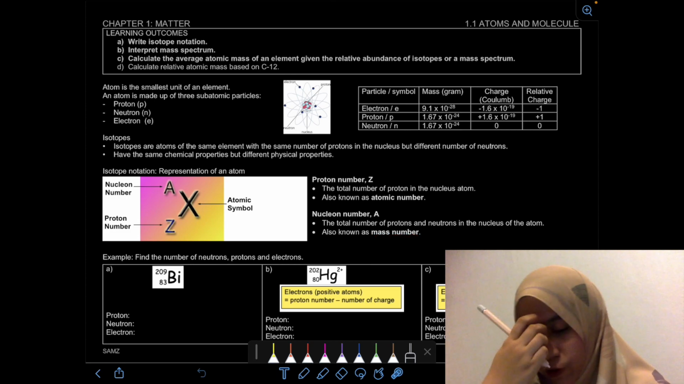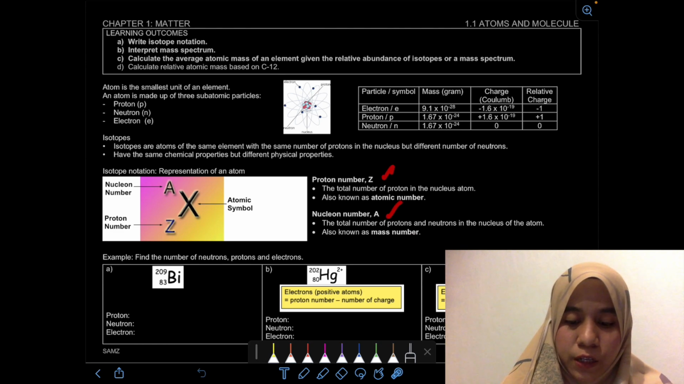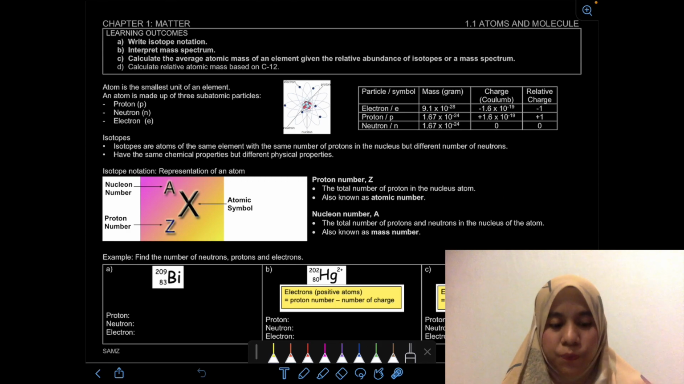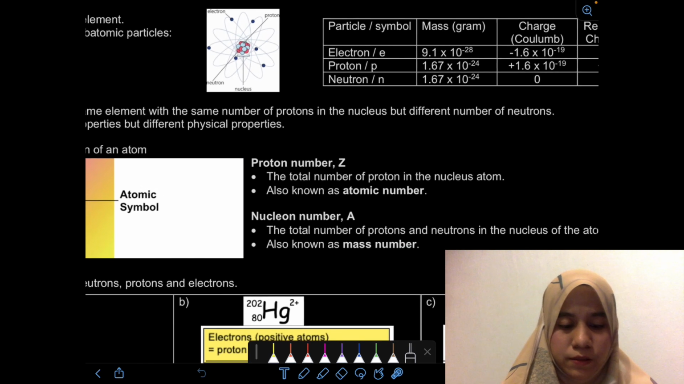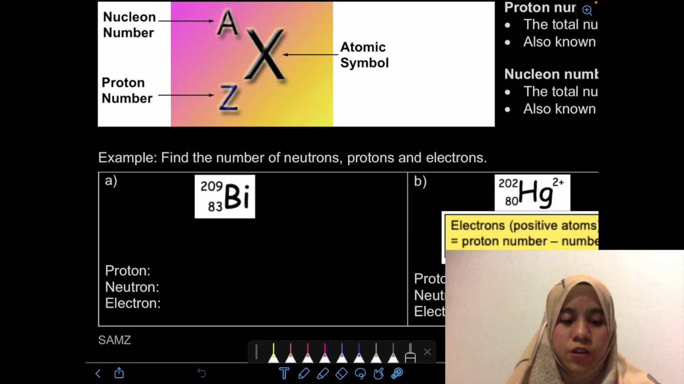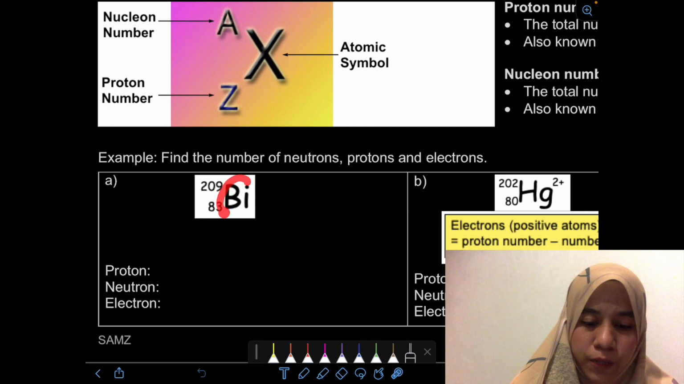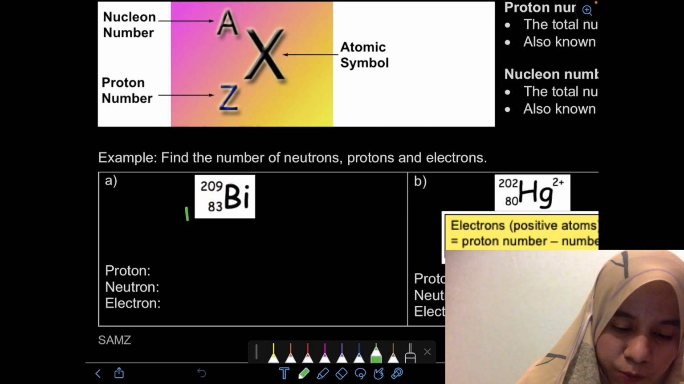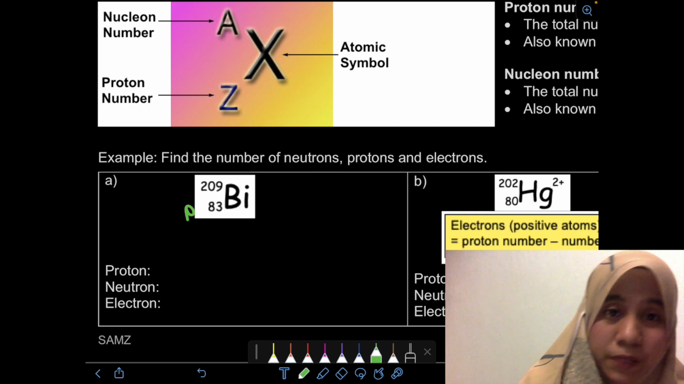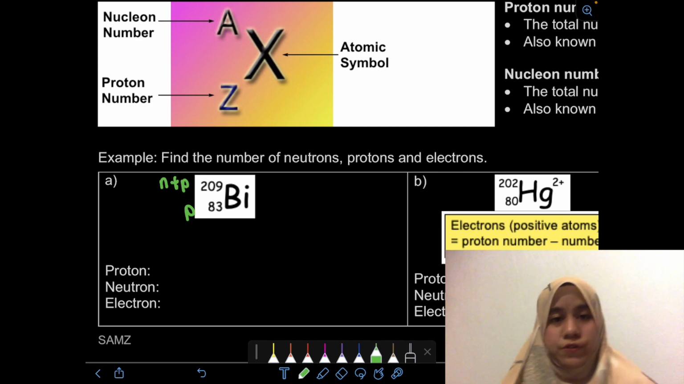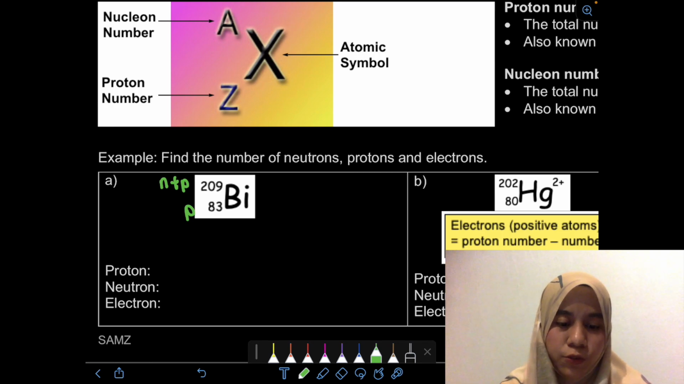So how about electron? So yang ni kita tahu proton dengan neutron. So kalau electron tu dia ada different cases dia. So itu yang kita akan tengok. So kita tengok pada example here. Kita kat sini, find the number of neutron, proton, and electrons. Okay, so dekat sini, this is actually our atomic symbol. This is our proton number. Yang atas nuclear number ni is actually our neutron plus proton. Okay, so that is the isotope notation lah.